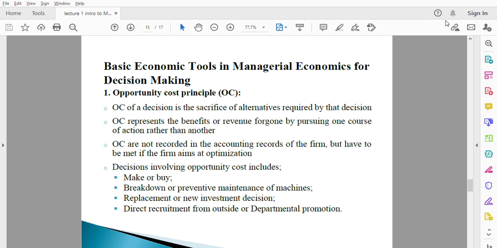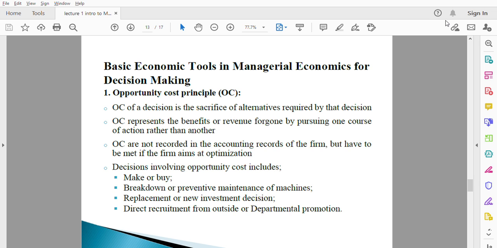5,000 Ghana cedis. So if you decide to choose chocolate, it means you are sacrificing 5,000 Ghana cedis you would have gotten if you had produced school bags. But it's a good decision to produce chocolate because chocolate will earn you 10,000 Ghana cedis. So that is opportunity cost, the one foregone, the revenue you have given away in order to get something better. Opportunity costs are normally not recorded in our accounting records.